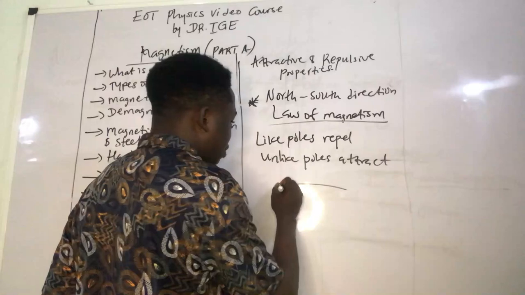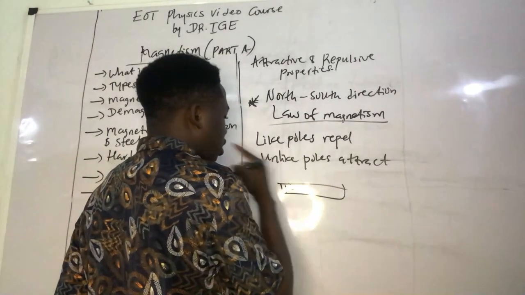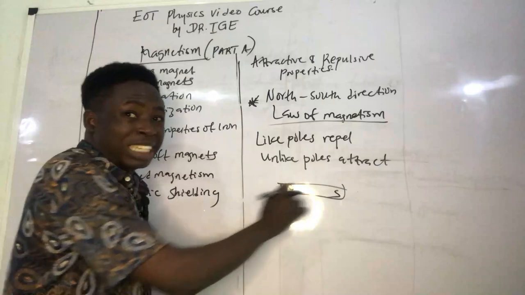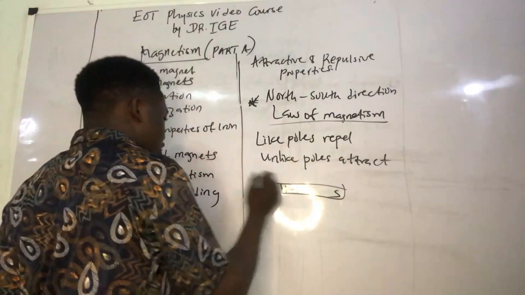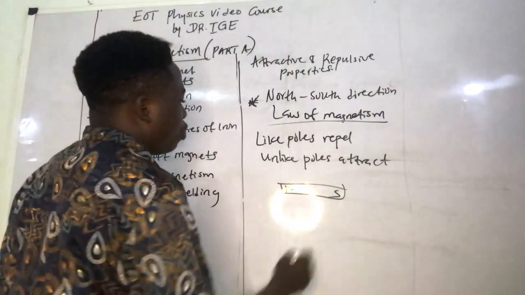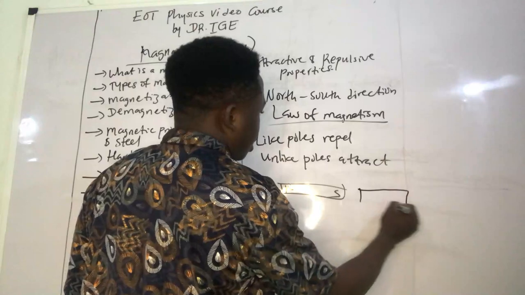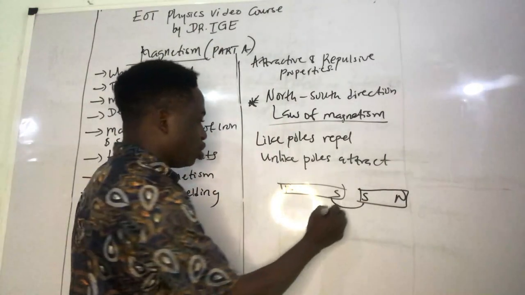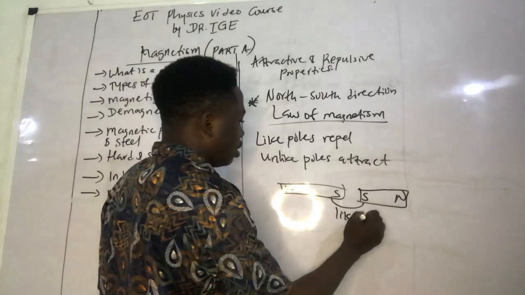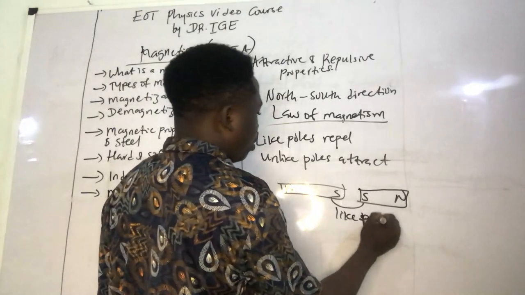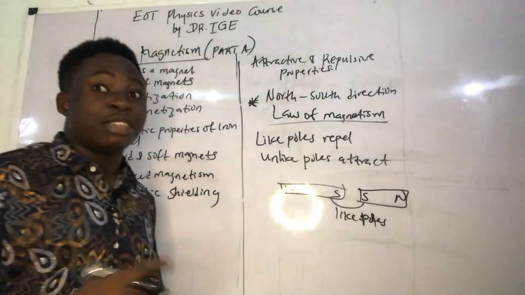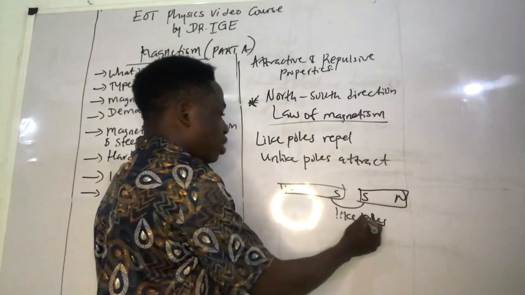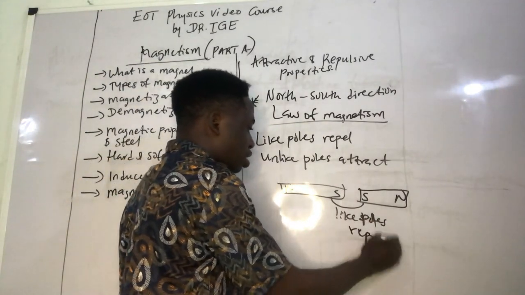For example, let's say this is a bar magnet. This is the north pole, this is the south pole. The pole is just like the edge or one side. So if you bring another bar magnet here, with the south pole here and the north pole here, you have what? Like poles. They are the same, like this. They will what? Repel.